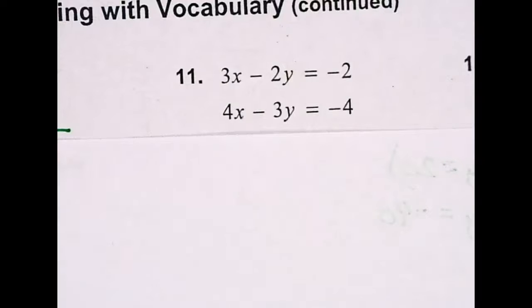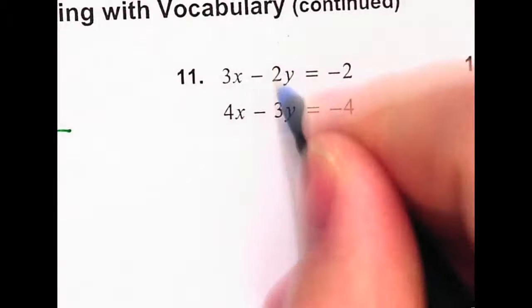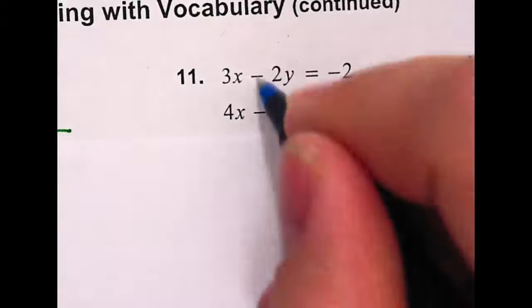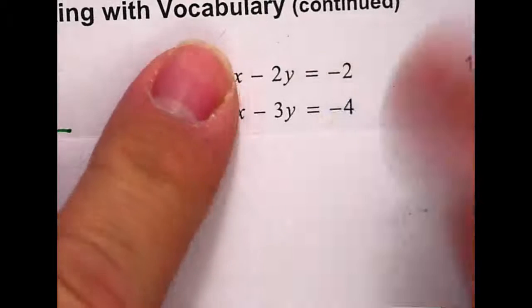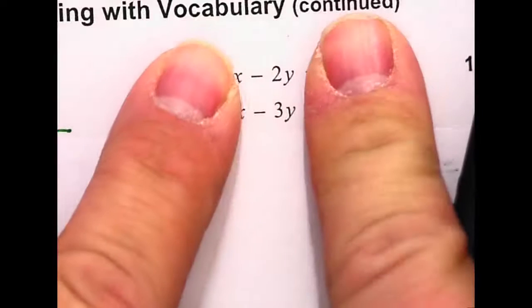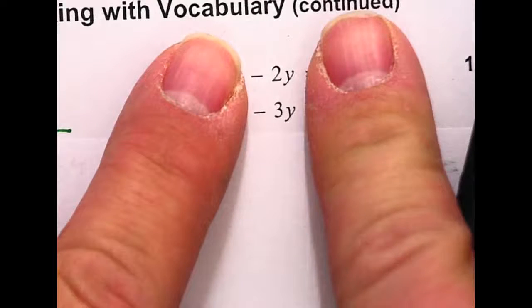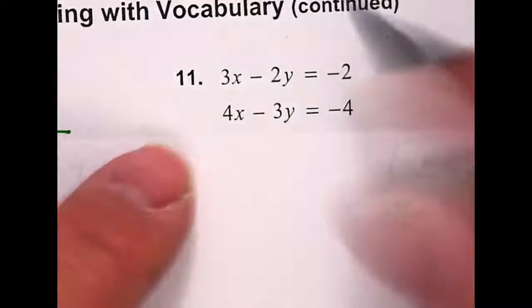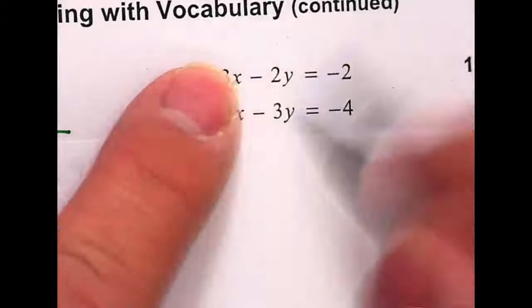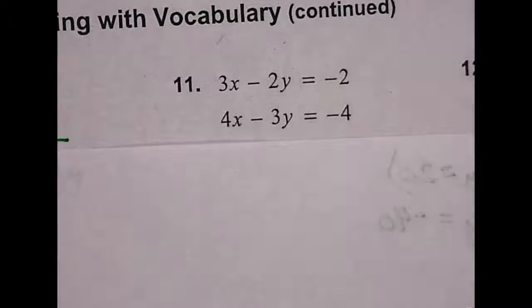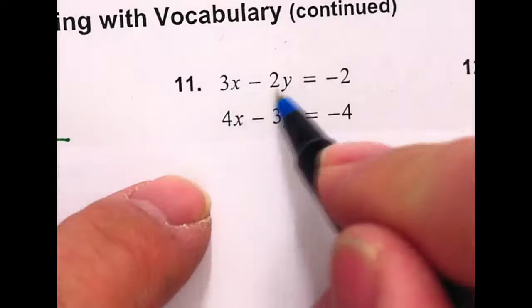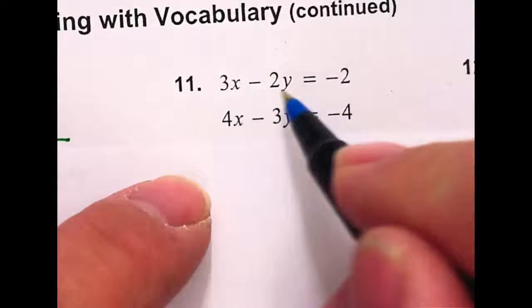X, y. Okay, looks like y wins. If we are going to eliminate y, you're trying to get the same number, but just opposite signs, right? So if I'm just focusing on those two things, the negative 2y and the negative 3y, what number do 2 and 3 both go into? Yeah, 6, right?